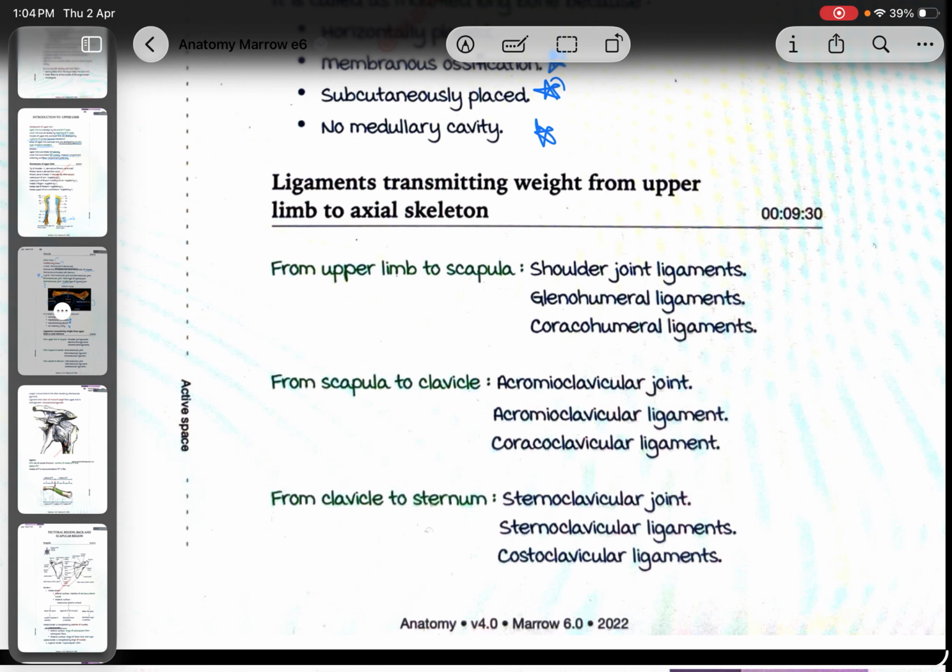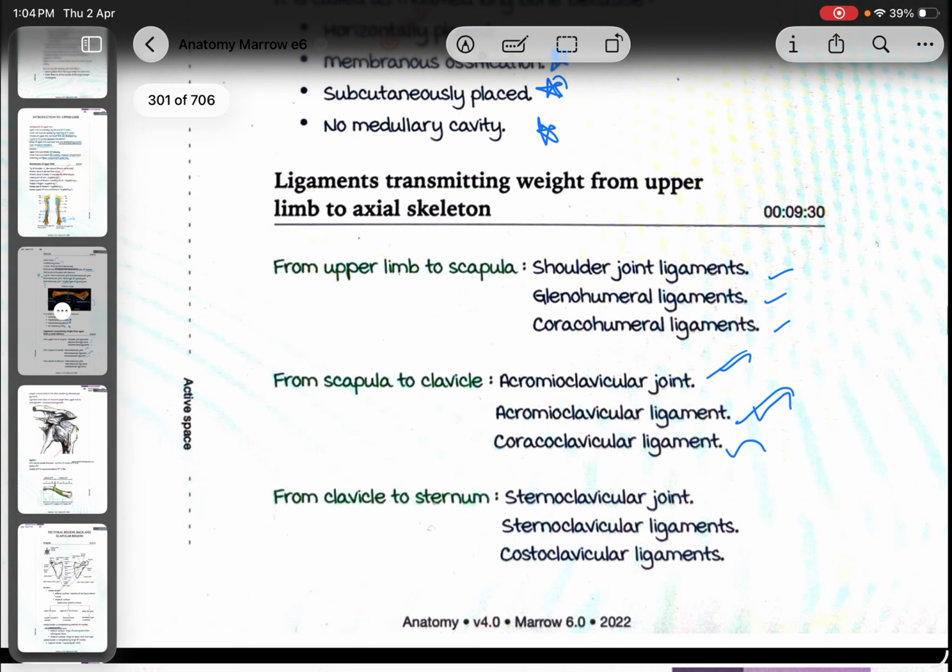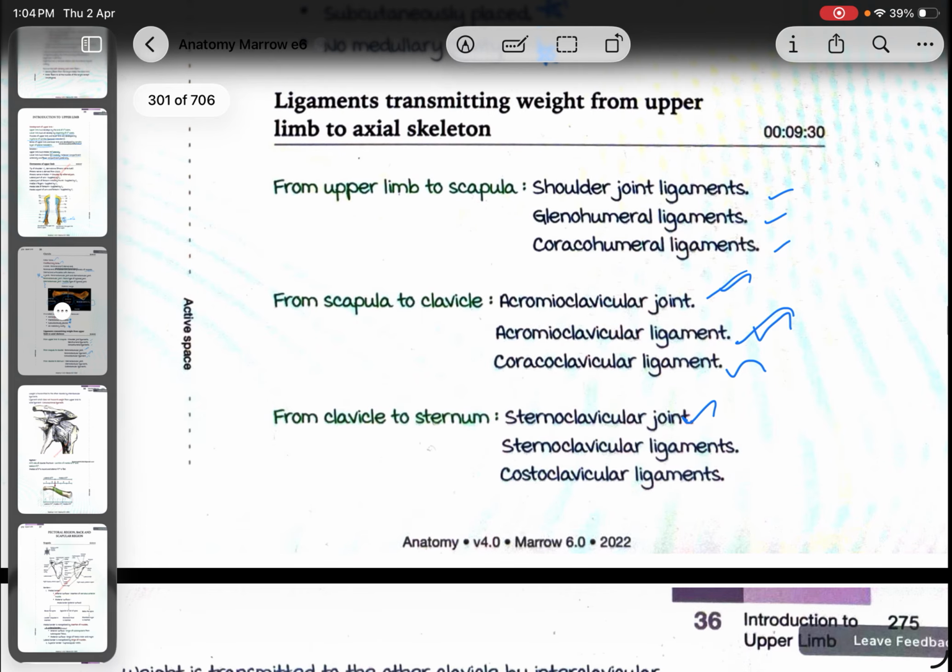Ligaments transmitting weight from the upper limb to the axial skeleton. From the upper limb to the scapula, you have the shoulder joint ligaments, glenohumeral ligaments, and coracohumeral ligaments. From the scapula to the clavicle, you have the acromioclavicular ligament and the coracoclavicular ligament. The coracoid process, you have it. From the clavicle to the sternum, you have the sternoclavicular joint, sternoclavicular ligaments, and costoclavicular ligaments.